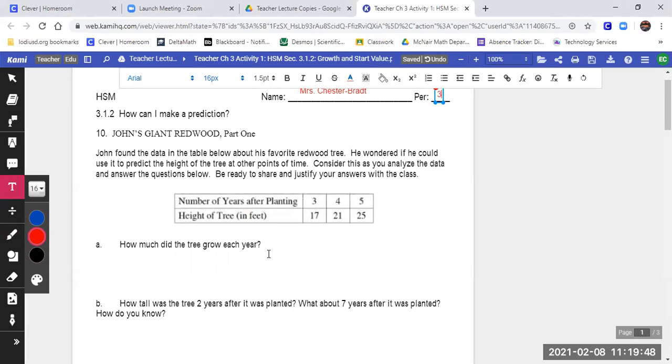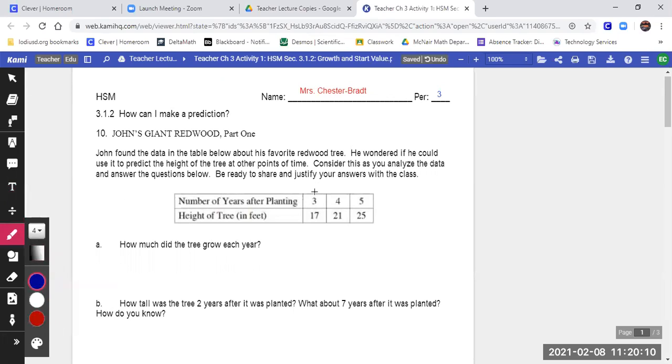Now, we have this boy, his name is John, and he likes the redwood tree. So he found a table about the redwood tree, and he was wondering, can he predict what's going on with the tree using the table? So when we're working with the table, first things we always have to do is find out our differences. We've got to make our connection for the 3 years after to 4 years after, 4 years after to 5 years after. We did this before, so you know what we're doing. You want to narrow it down.